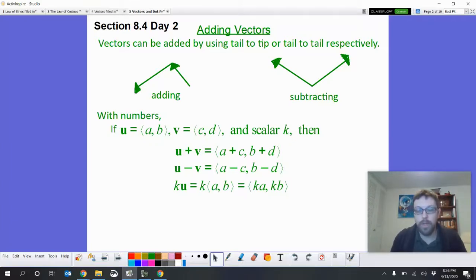All right, no time for summaries. We're diving right in. Adding vectors, you just add them up. It's the easiest thing ever. You literally just take the numbers and you add them up.